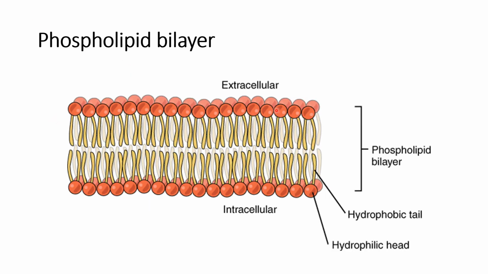Here are all those phosphate heads that are hydrophilic or water-liking. There's water content outside the cell in the extracellular fluid, and there's water content inside the cell in the intracellular fluid. So these hydrophilic water-liking heads naturally turn towards the water, whether it be in the extracellular region or the intracellular region.